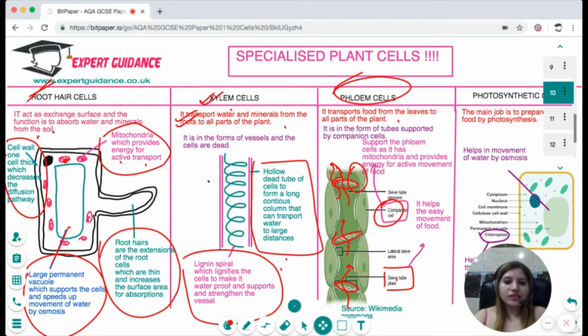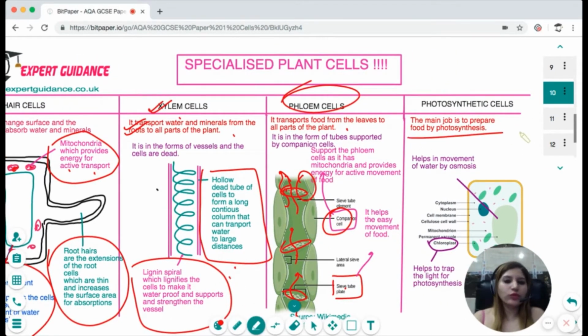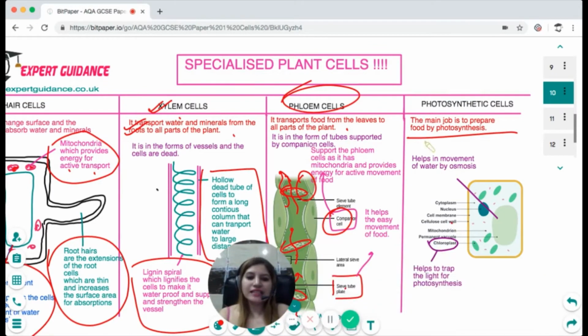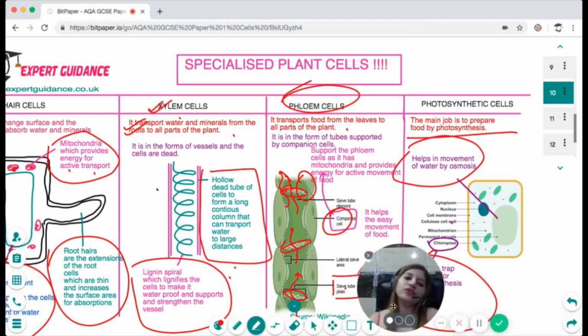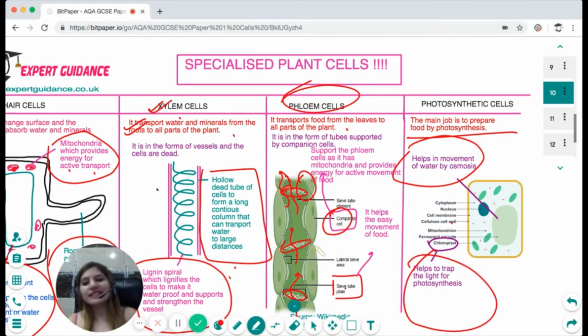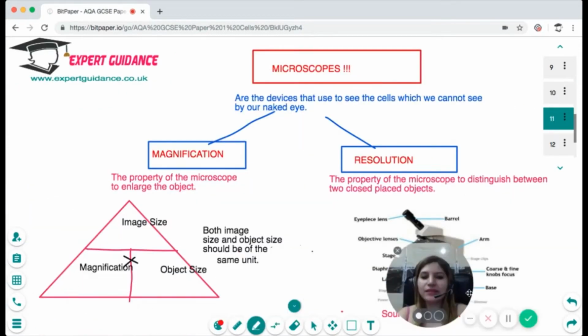The last is the photosynthetic cell. The function of the photosynthetic cell is to prepare food by photosynthesis. It has a large vacuole which helps in the movement of water by osmosis. It has loads of chloroplasts that help it trap light for photosynthesis. Also, these cells lie flat near the leaf surface so that they can easily absorb water and carbon dioxide for quick photosynthesis. Okay, so I hope these special plant and animal cells are clear to you.